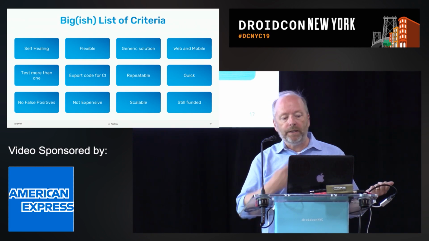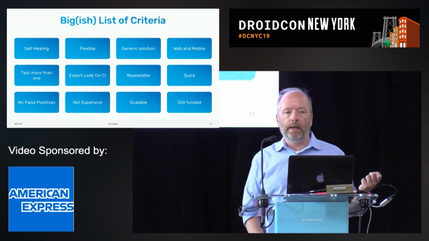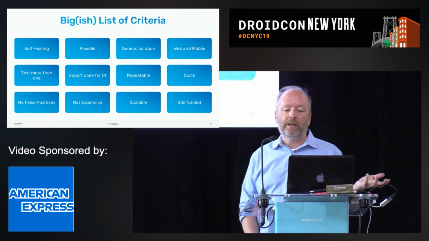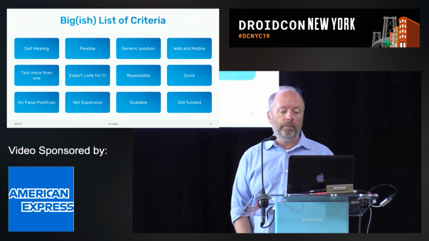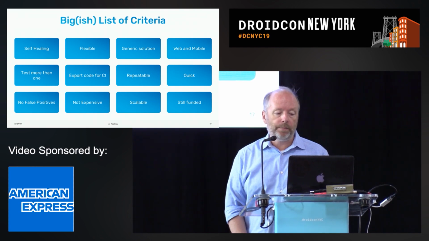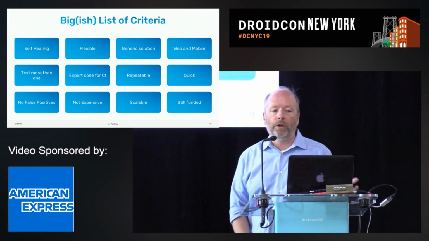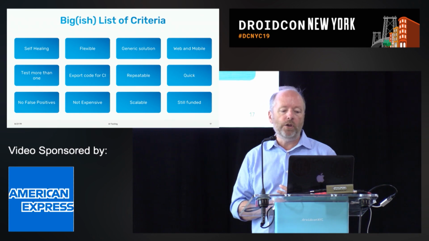So my list of criteria is that I want it to be self-healing. I don't think we're anywhere near that yet. I want it to be flexible, so I want it to work for more than one app. I want it to be a generic solution for lots of different apps. I want it to be web and mobile. Let's just focus on mobile here. Test more than one app at a time. I want to be able to export the code. I want it to be able to run from the command line from Jenkins. I want it to have a plugin to whatever I'm using.